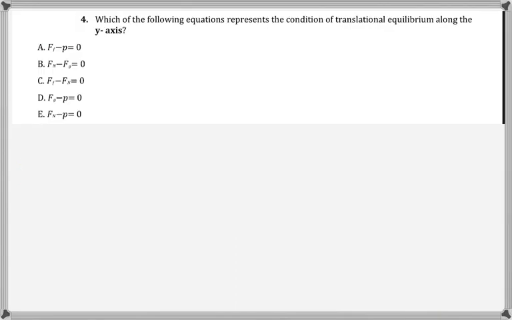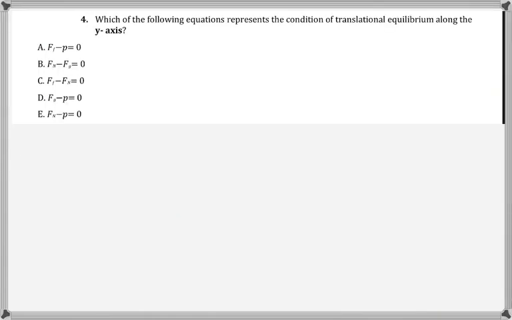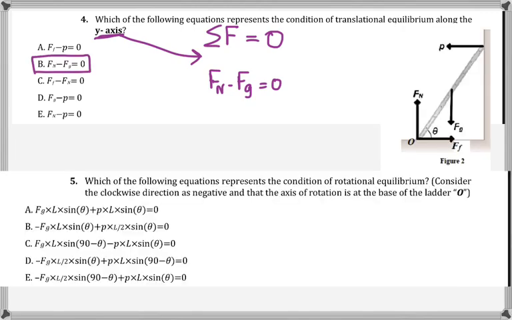Next is translational equilibrium along y-axis. Same thing we repeat, sigma F equal to 0. You can go back to the diagram and check. Along the y-axis there are two forces, Fn and Fg. So we'll write Fn minus Fg. Fn is positive, it's going up. Fg is negative, it's going down. And we'll get the equation, that is part B.